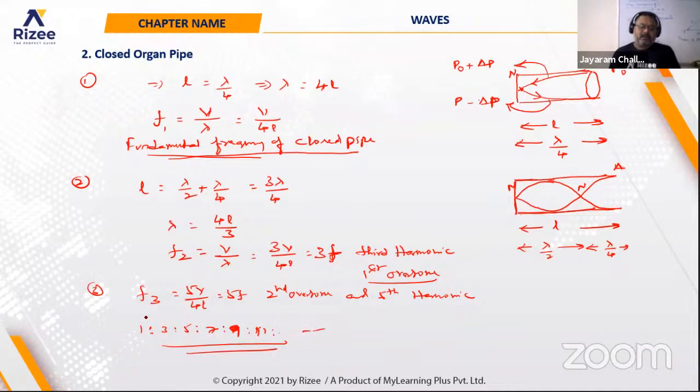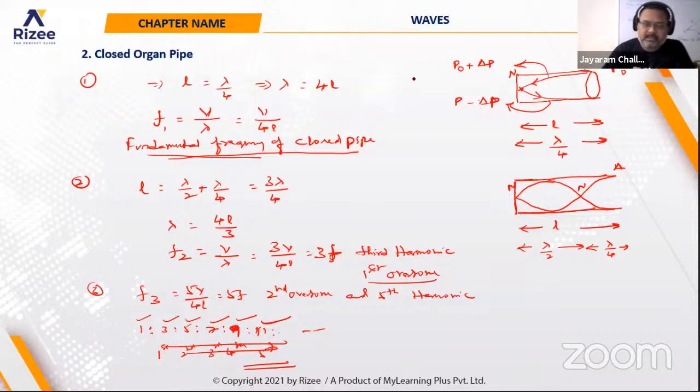So we skip the even numbers, that is 2, 4, 6, 8, 10. This is your fundamental, this is your third harmonic, fifth harmonic, seventh harmonic, ninth harmonic, and the 11th harmonic. So the 11th harmonic is called what? This is your first overtone, second overtone, third overtone, fourth overtone, and this is your fifth overtone. They will follow in this particular manner.